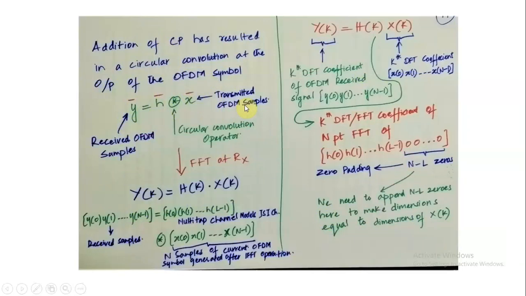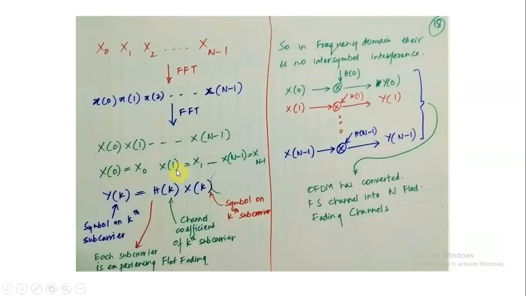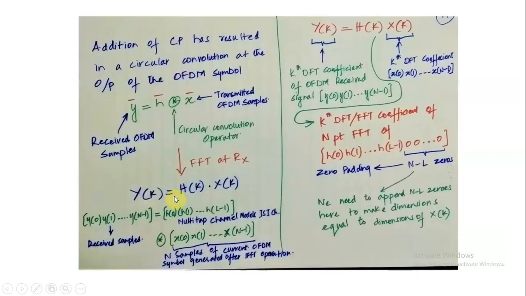This is the transmitted OFDM samples. So in the frequency domain, the FFT at the receiver would be given by y_k equal to simply the multiplication of h_k with x_k. So the received samples are given here. This is the multiple tap channel, which models the inter-symbol interference channel, convolved with the N samples of the current OFDM symbol generated after the IFFT operation. So y_k would be equal to h_k into x_k, where this is the kth DFT coefficient of the OFDM received signal.